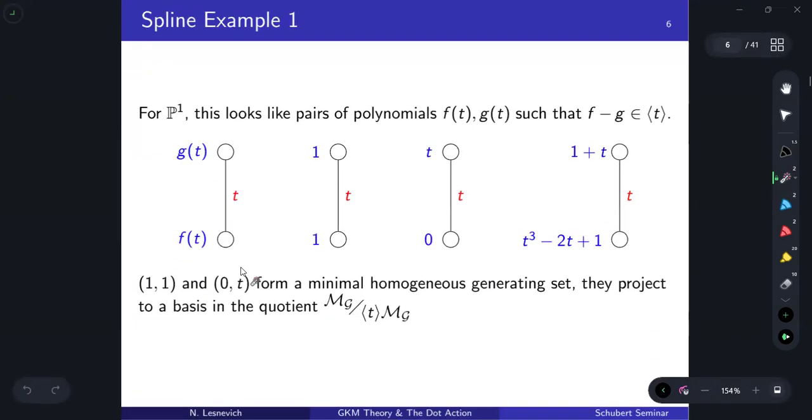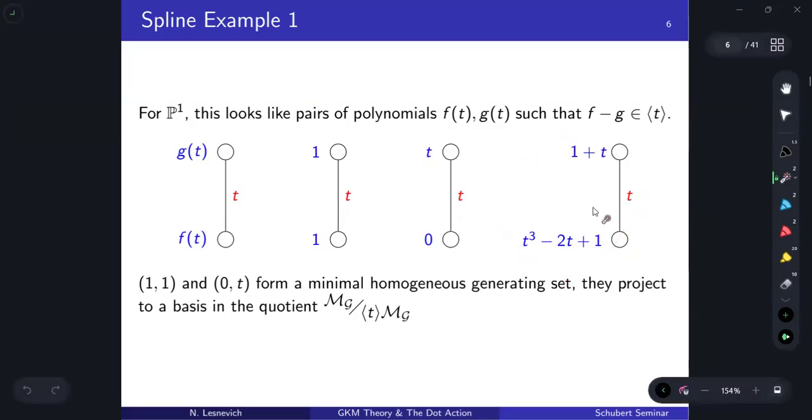So what does this look like for the first example that I showed, right? The simplest thing that we could see. For P1 with the action I showed before, it looks like pairs of polynomials such that their difference is divisible by T, right? So I have this F and G, a couple of examples of this playing out. We can always put a constant thing everywhere because all of the differences are zero. Or we can try and be a little bit selective about the support of our spline, placing zero somewhere and having non-zero polynomials elsewhere, and all sorts of different combinations here.